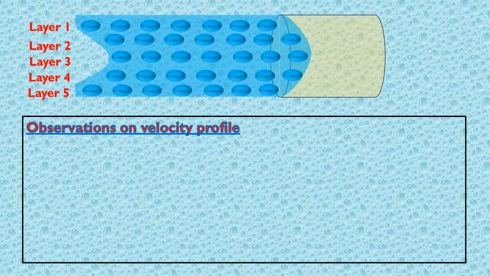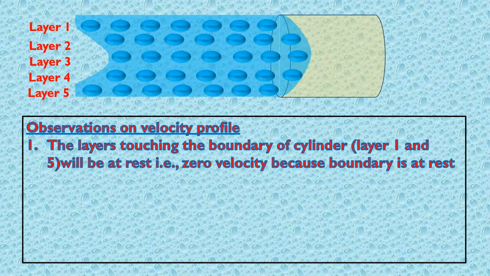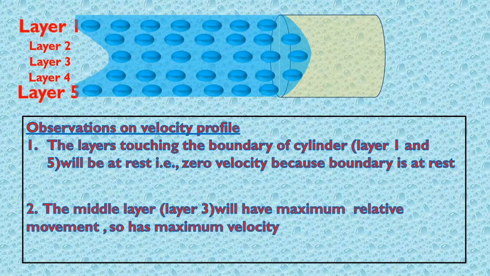Now, what are the observations on the velocity profile of the relative movement of fluids after t equal to 1 second? Point number 1: the layers touching the boundary of the cylinder, that is layer 1 and layer 5. You can see in the figure, layer 1 and layer 5 touch the boundary of the cylinder. They will be at rest, that is 0 velocity, because the boundary is at rest.